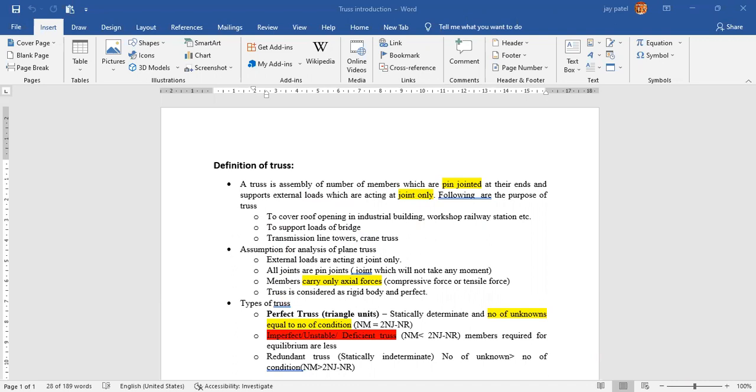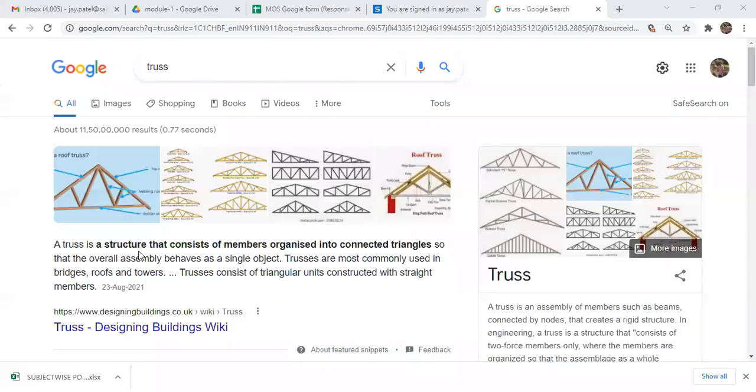Let me see some case. Just a minute. This crane is visible, please confirm me. Screen is visible, please confirm me. Oh, my Google screen, huh?